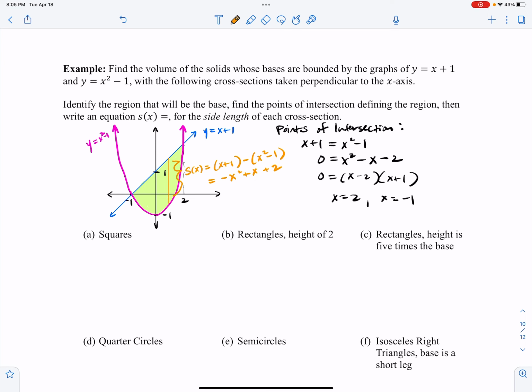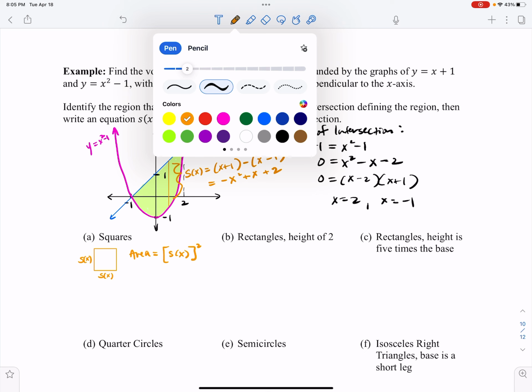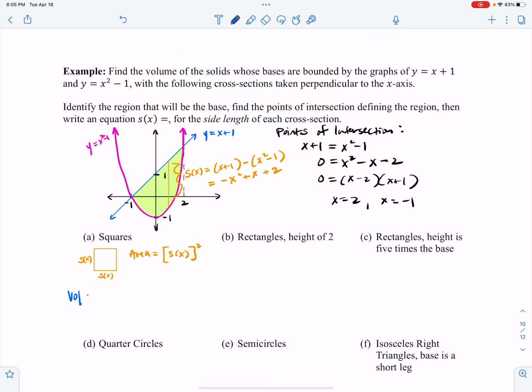Okay. So if the cross section is squares, I think it's sometimes helpful to draw a little picture. That's not required. Okay, so the base is S of x. All the other sides will also be S of x. And the area of a square, right, would then end up being S of x squared. And that's what we're integrating. So to find the volume, we would be integrating from -1 to 2, -x squared plus x plus 2, squared, dx.